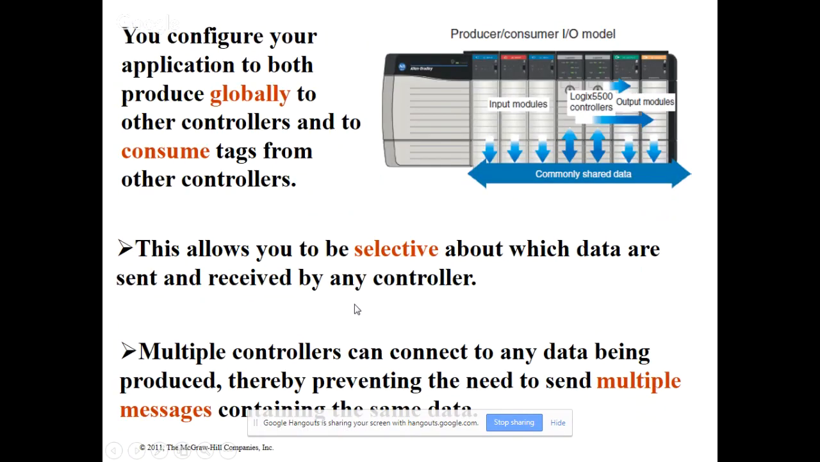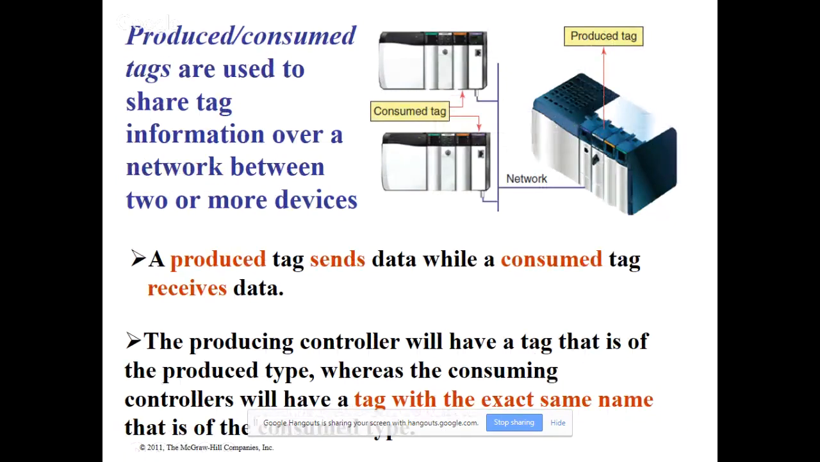A lot of people don't use those because they do take up a lot of bandwidth, because every time I make a produced or consumed tag, it has to send data repeatedly across the network. A lot of programmers would use a message statement instead and send chunks of data at regular intervals instead of doing a produced and consumed tag. But if you run across one, how would I know it was a produced or consumed tag?